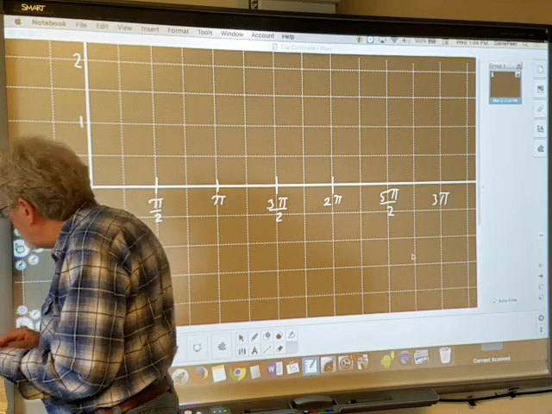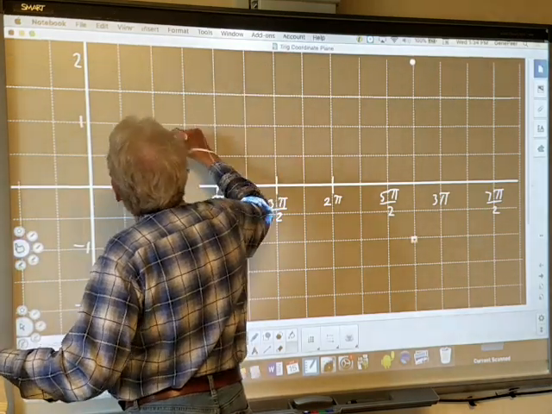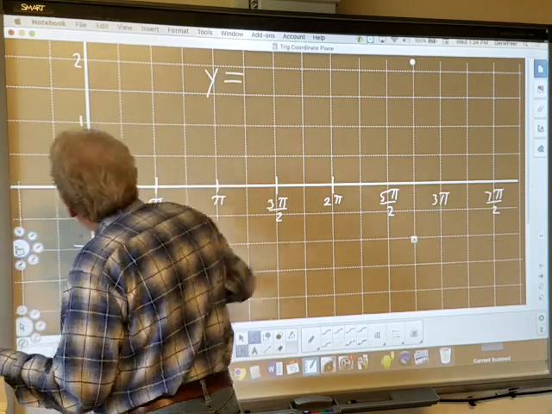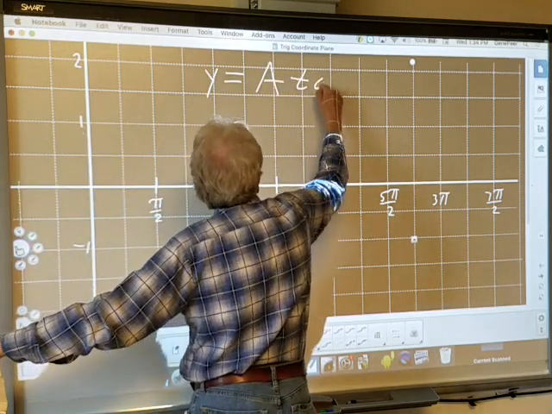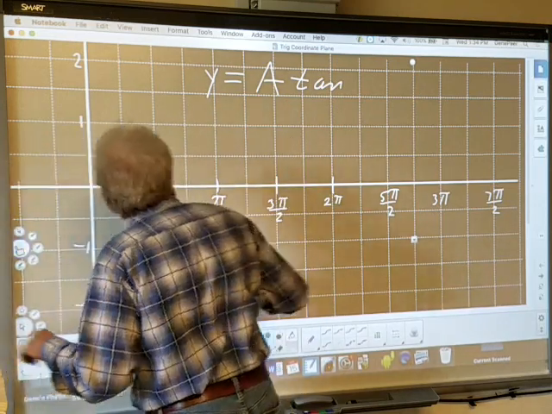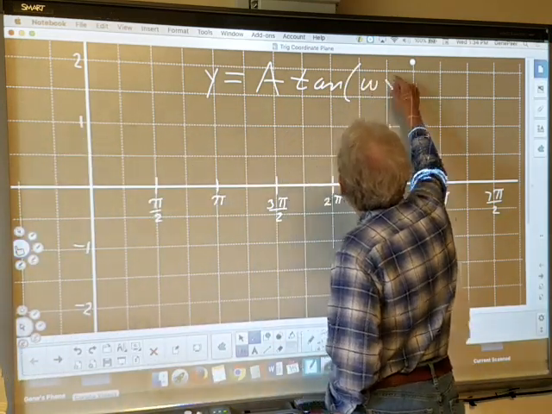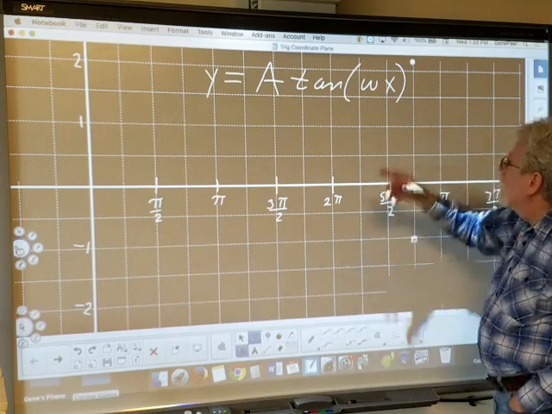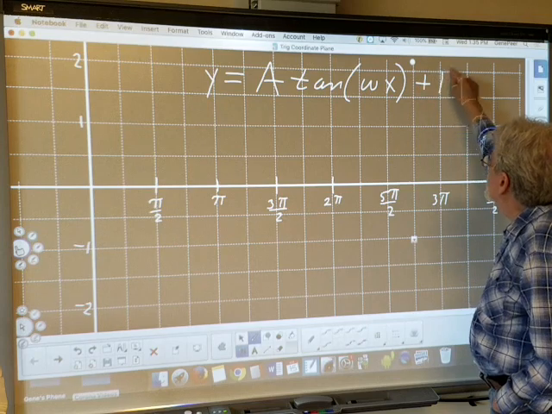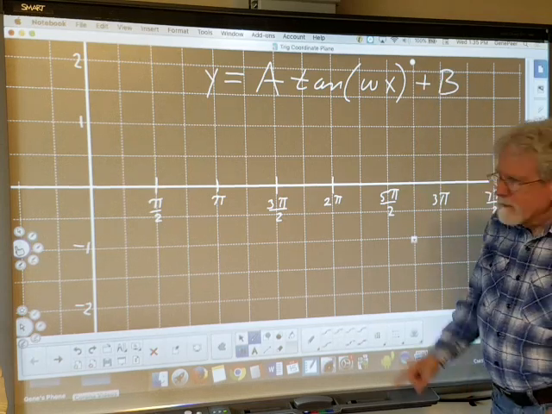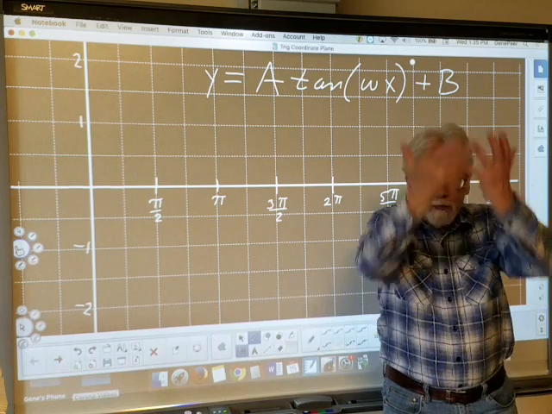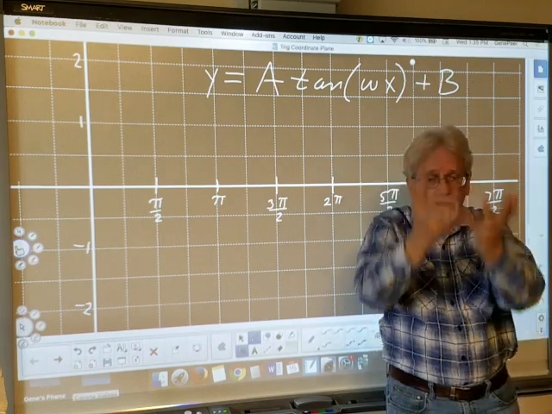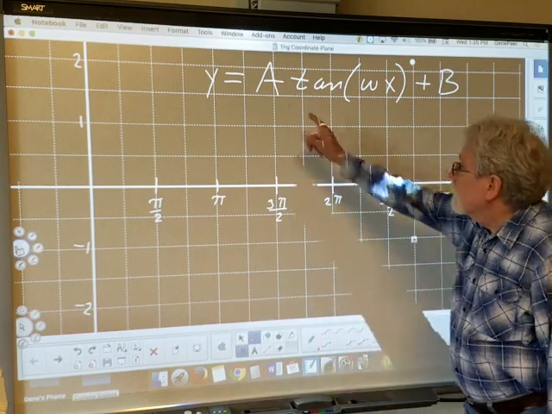Okay, so let's consider what happens if we have y equals a times the tangent of omega x, and this time, what we did not see the book present to us with sine and cosine, we're going to throw in a plus b. But you already know what that does. Plus b is simply going to shift it up or down. A positive b would move the whole thing up, a negative b would move the whole thing down. No big deal.